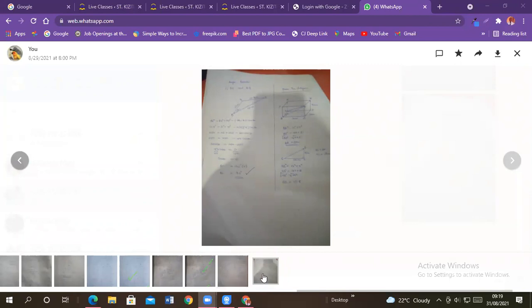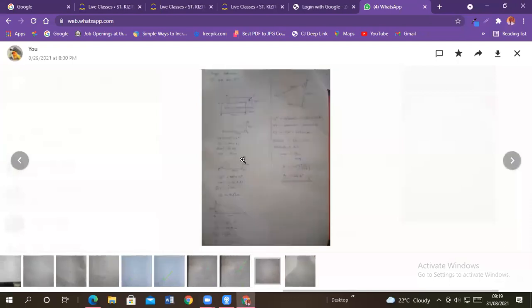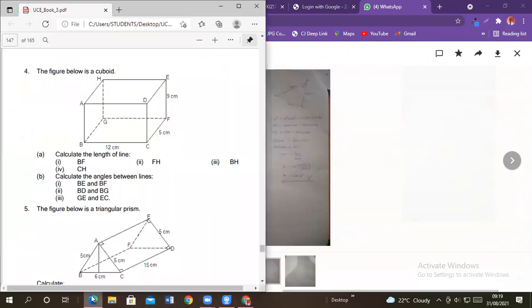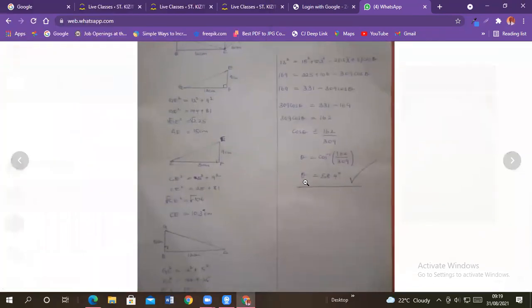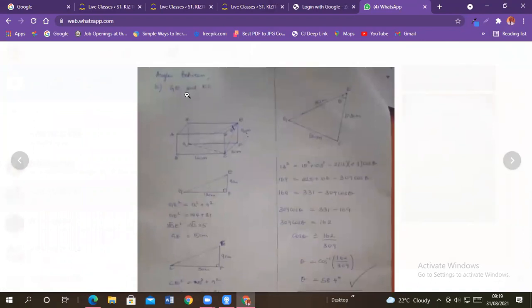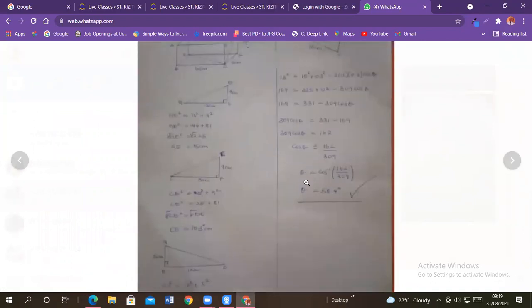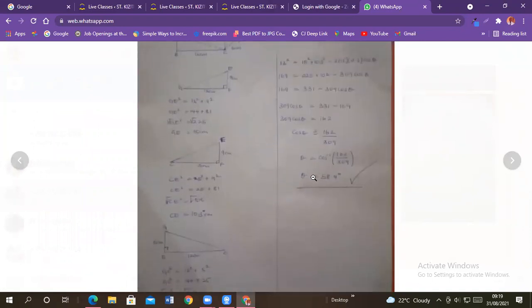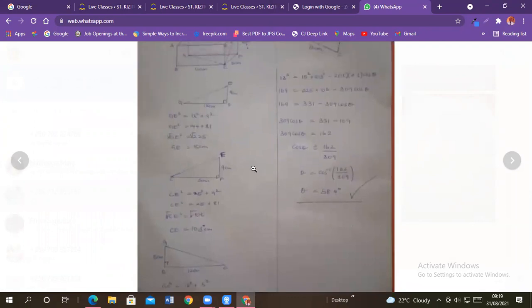Okay, and then the other question that we had was this question here. Remember previously, this was the question here. They were telling you to find DE and DC, DA and DC. So I did that also, and we found out that the angle between DE and EC was 58.4.